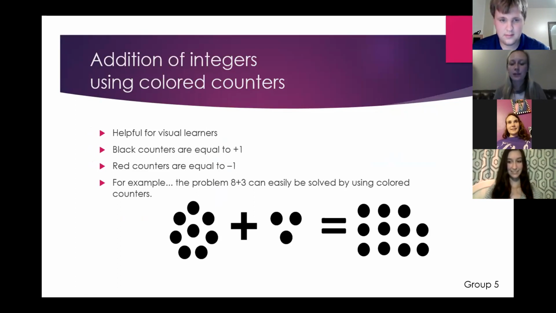Black counters are equal to a +1 and red counters are equal to a -1. For example, we can solve the problem 8 + 3 easily by using these colored counters. We can see that there are 8 black counters, and we can add 3 black counters to those, and we can count that there are 11 black counters after this addition problem.